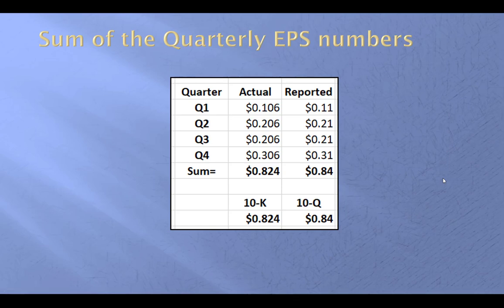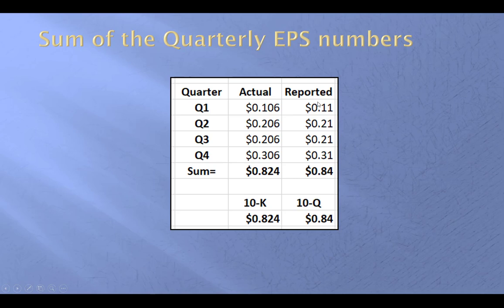Now, still on the topic of rounding, let's look at the quarterly earnings per share numbers. This is just hypothetical. A company makes 10.6 cents, 20.6, 20.6, 30.6. If I add these up, 82.4. But when they report, each time they're going to round up: 11, 21, 21, 31.